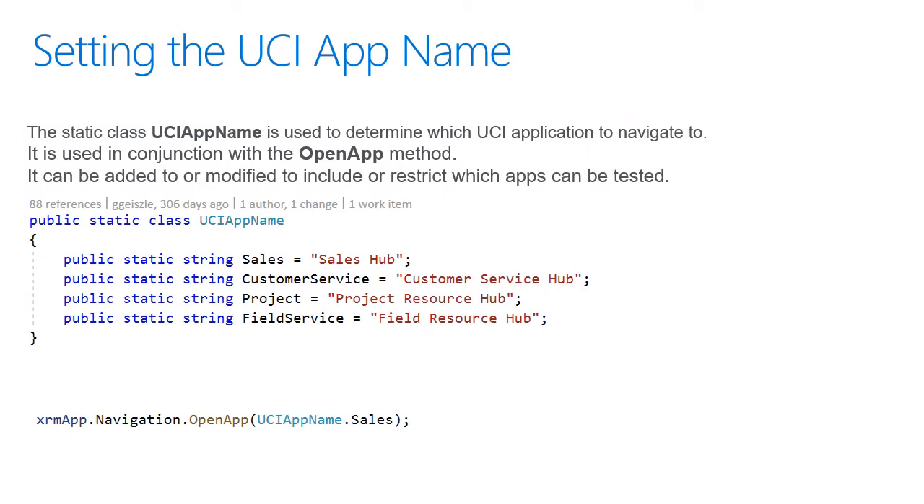The first time we use the navigation object most likely will be the Open App method as shown below. Inside of the Open App method, we will pass in a string property from the UCI App Name class. In this example, we are passing in sales, which correlates to the Sales Hub string. It's important to point out that this can be added to or modified to include or restrict which apps can be tested.